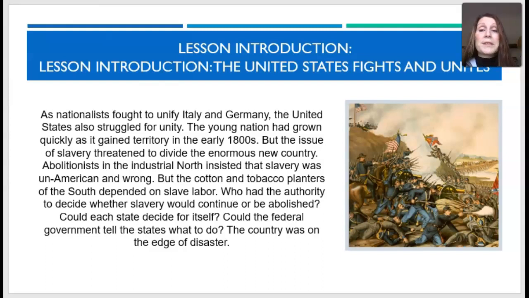Who had the authority to decide whether slavery would continue or be abolished? Could each state decide for itself? Could the federal government tell the states what to do? The country was on the edge of disaster.